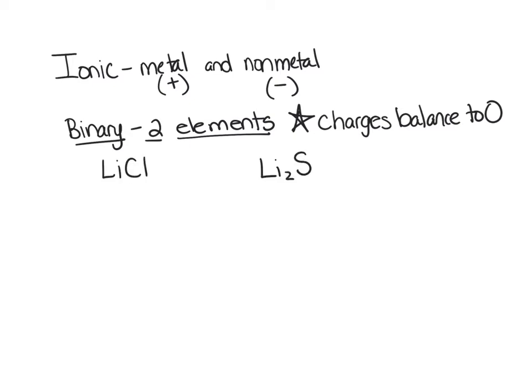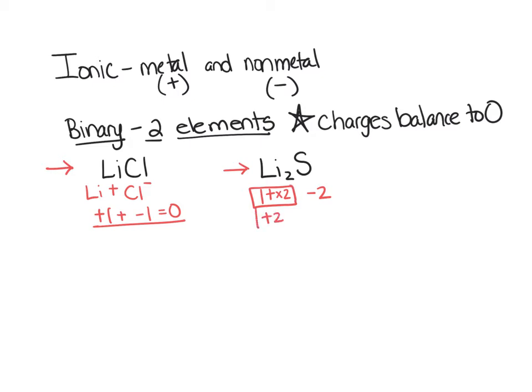Here are 2 examples of binary ionic compounds, lithium chloride and lithium sulfide. Lithium gets a positive 1 charge on it, and chlorine gets a negative 1 charge on it. So the formula for it will just be LiCl. In lithium sulfide, lithium gets a positive 1 charge and sulfur gets a negative 2 charge. Therefore, I'm going to need 2 lithiums in order to have enough electrons being given to the sulfur and to have a charge of 0. So the formula for lithium sulfide will be Li2S.